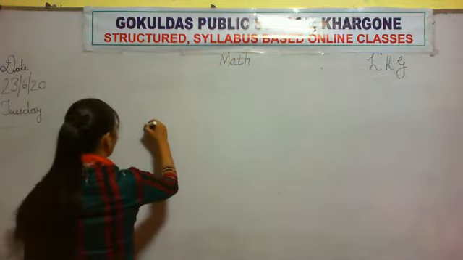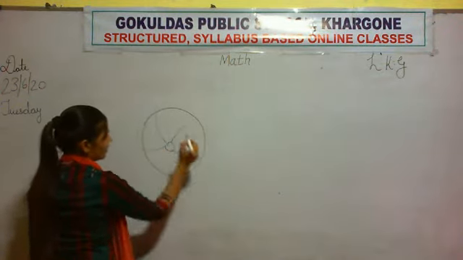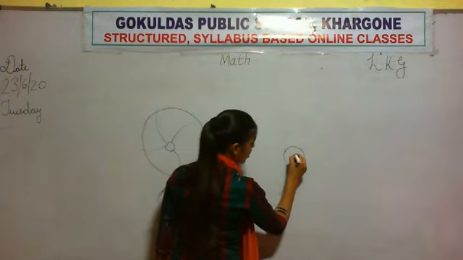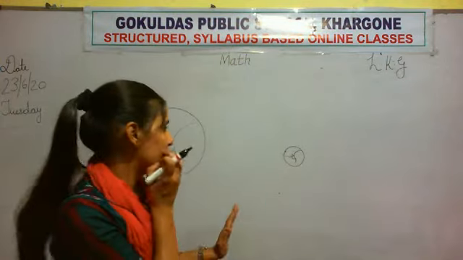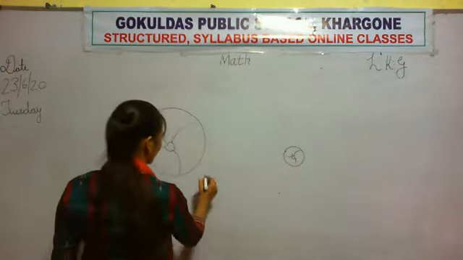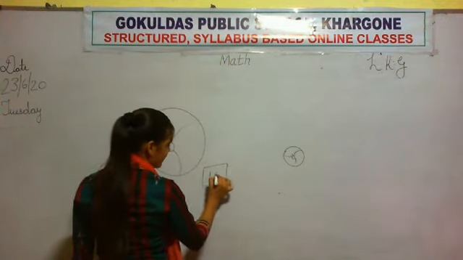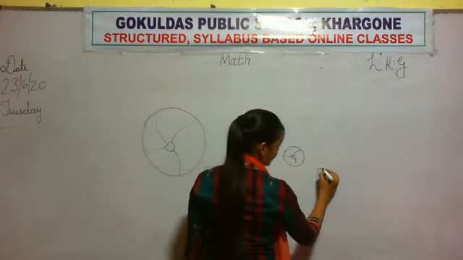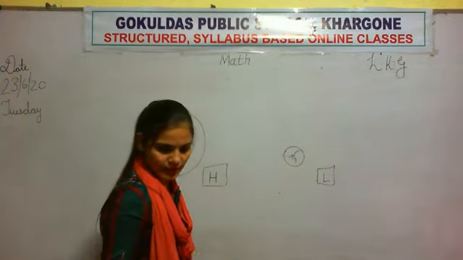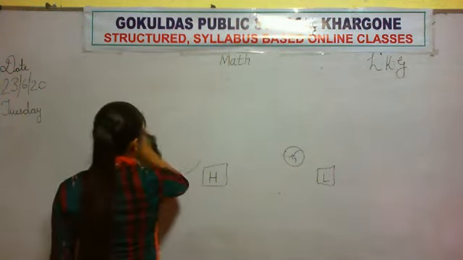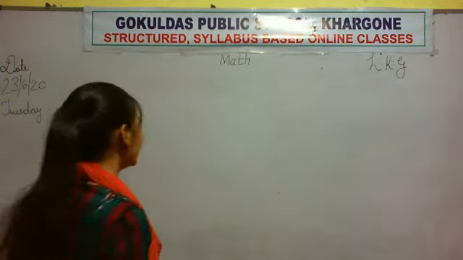Okay, this one is a football and this one is small. So this is heavy in weight, but this one is light in weight. So here write which one is heavy. H stands for heavy and L stands for light. Heavy, light. Understand all of you? Which one is heavy and which one is light?